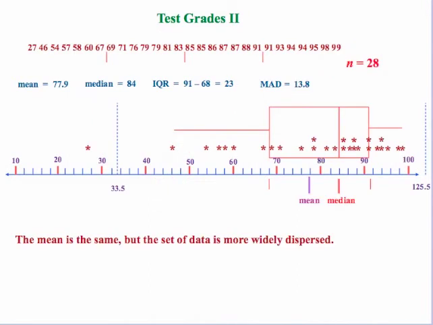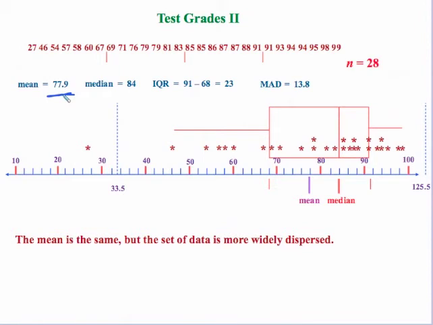Now let's say you have that same class and you gave a second test. Still 28 students, but notice some of the differences in this data. I deliberately set it up to where the mean was exactly the same. The mean is 77.9 again. Our median is 84. Our values for the third and the first quartiles were 91 and 68, so our interquartile range is 23. And then again, we did all the number crunching. We took all of our individual data points and figured out how far away they are from 77.9, and we get a mean absolute deviation of 13.8.